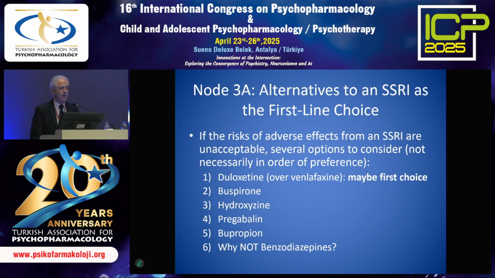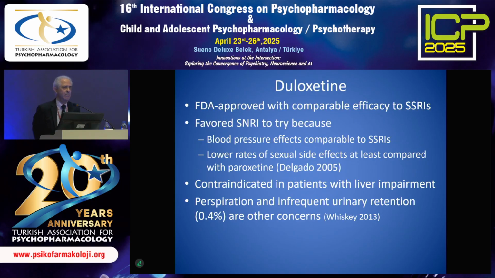But paroxetine is probably the worst SSRI for sexual side effects. So it was picking a straw man by the drug company to compare it with that, but they did beat it. So we think that might be first choice, but we got 4 others to think about. But benzodiazepines are not one of them, and I'll explain why in a minute. So let's talk about these 4 alternatives to an SSRI.